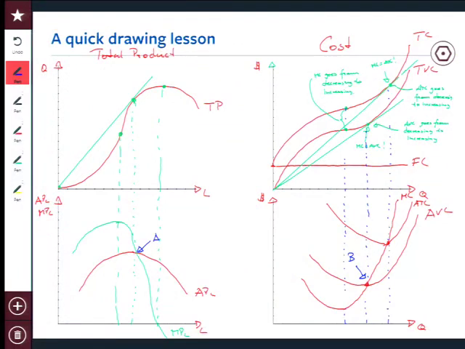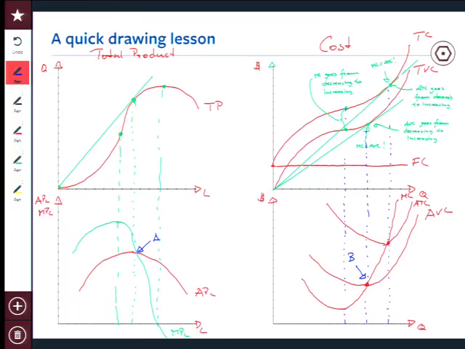So the output level right here at B is the point where average product of labor is equal to marginal product of labor, that point right here. At quantities greater than that, marginal cost is greater than average variable cost, and marginal product is lower than average product. At quantities less than B, average product is less than marginal product, and average variable cost is greater than marginal cost. But this point B and this point A are the same point, right?